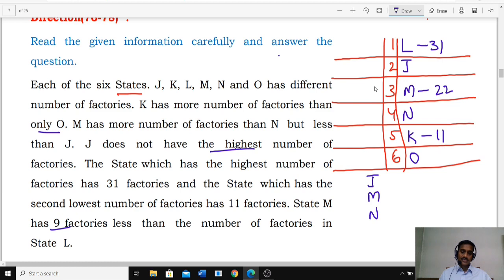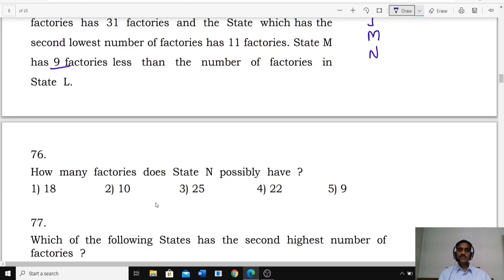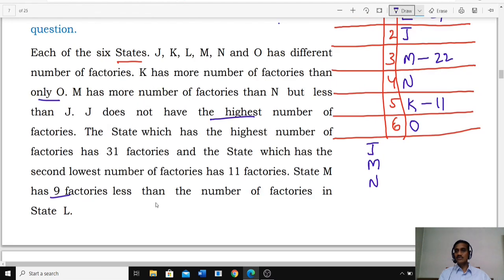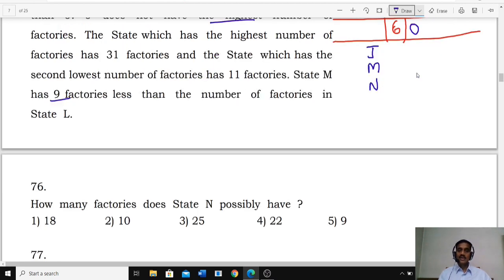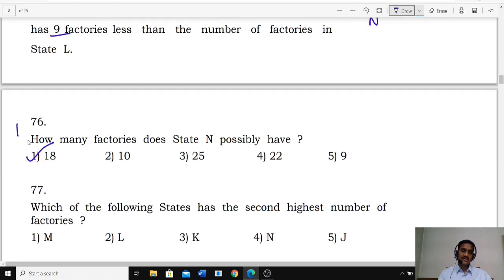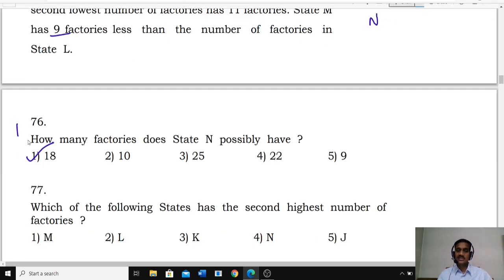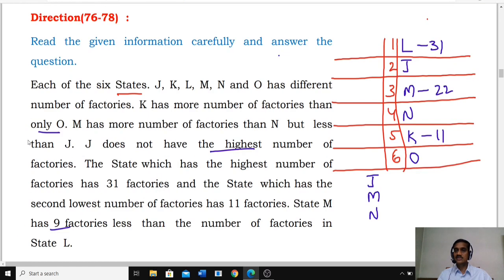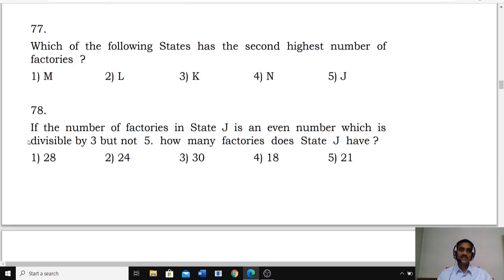Then coming to question number 76, how many factories does N possibly have? N can have any number between 11 and 22. The number between 11 and 22 is 18. Choice 1 is the answer, 76. Then 77, which of the following states has the second highest number of factories? J is having the second highest number of factories, choice 5, 77.